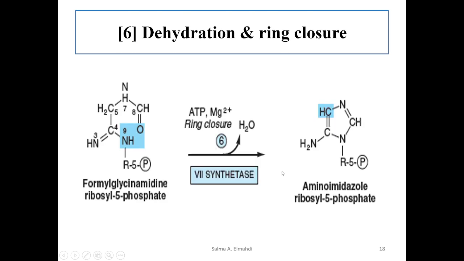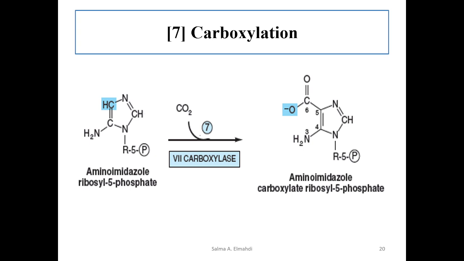The sixth reaction is dehydration and ring closure, forming aminoimidazole ribosyl 5-phosphate. This is the first ring, and you know purine has 2 rings, so now the first ring is complete by this dehydration. The seventh reaction is a carboxylation reaction, and this carboxylase here does not require biotin and does not require ATP. Aminoimidazole carboxylate ribosyl 5-phosphate is formed.